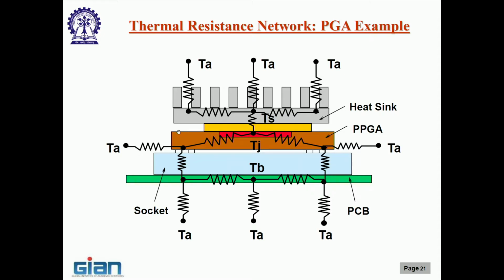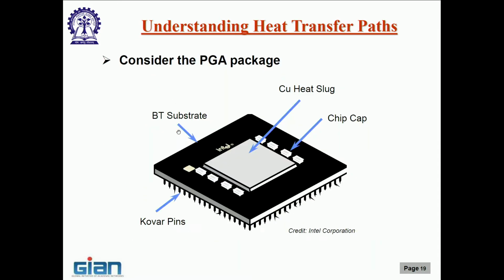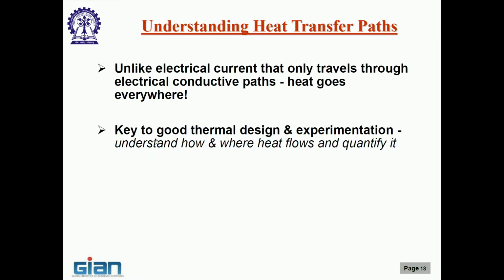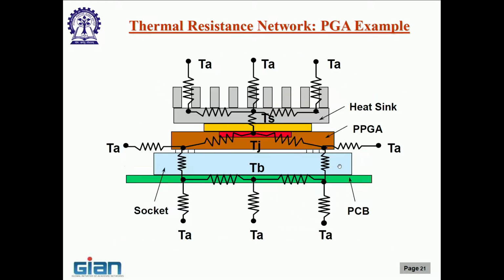Clear? All right. So, this is the thermal resistance network, and the reason I am showing this example is to tell you that it is important, what I told you 2 slides back. Key to good thermal design and experimentation is to understand how and where heat flows and quantify it. Okay. So, this is the knowledge, or this is the judgment, as engineers that we need to have, and we do not have to be thermal engineers or electrical engineers to know this. This is just from our intuition and engineering knowledge, we can come up with these.